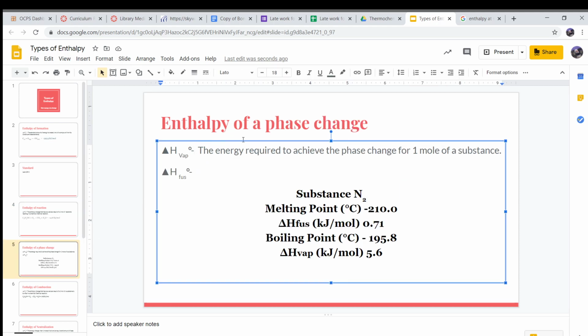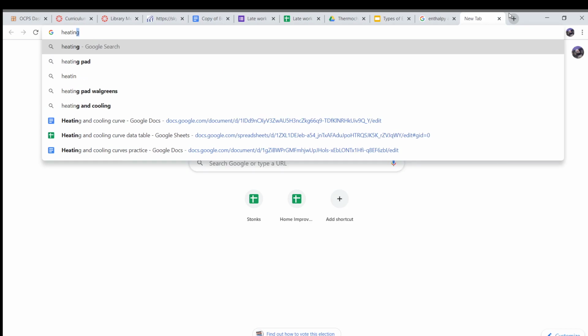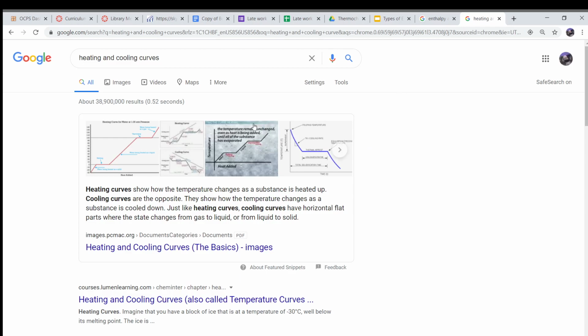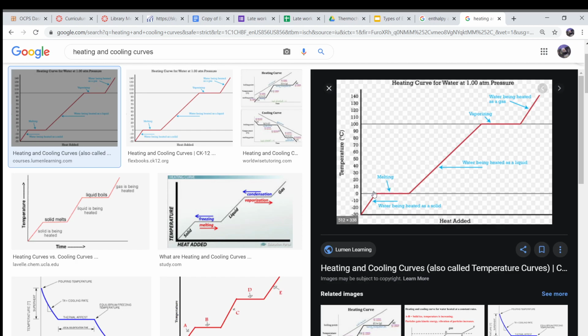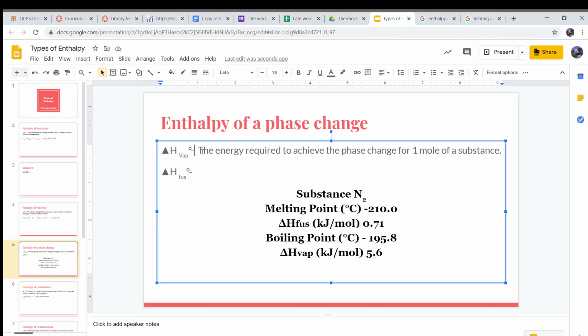Next, we're going to go ahead and have enthalpy of a phase change. Different phase changes are also going to require a different amount of energy. As an example, if we have our heating and cooling curves, this is just a throwback to when we had these. Remember that when we had heat added, this is energy that's going into a phase change, right here. And we have most of those tabulated.